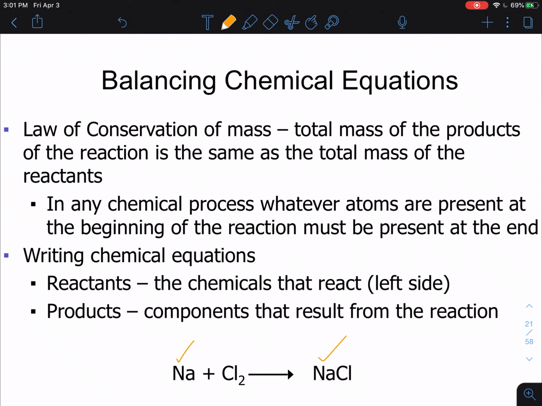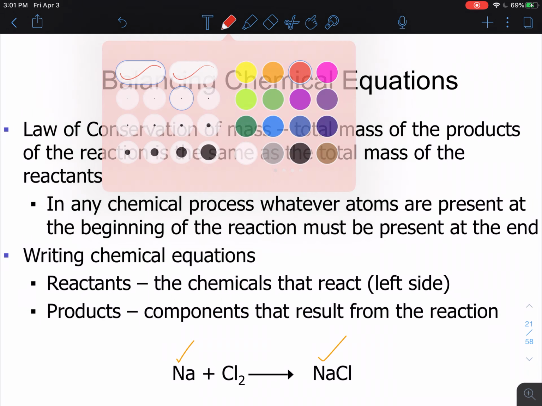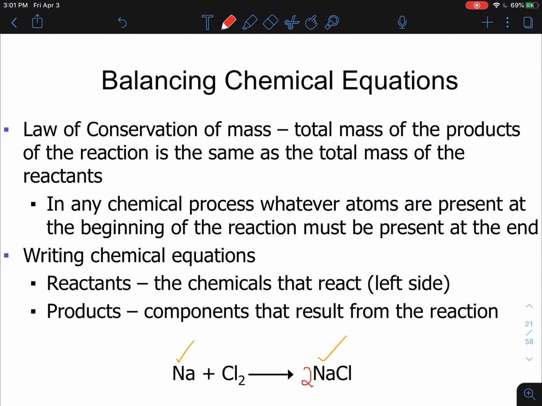But the problem is that we have two chlorines here on the reactant side and only one chlorine on the product side. So what are we going to have to do? We are going to have to put a 2 in front of NaCl to give us now 2 chlorine atoms. So now chlorine is good here and it's good here, but guess what? Sodium is now not, right? Because we have 2 sodium atoms right here. So what we're going to have to do is go back and then put a 2 here, and now sodium is also good.